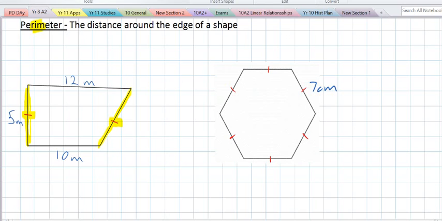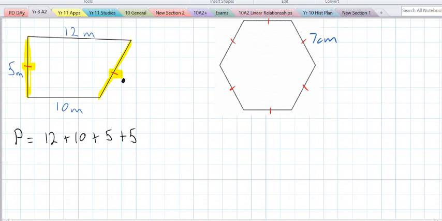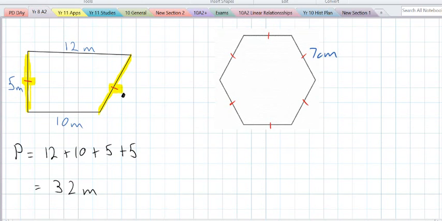So if you were asked to calculate the perimeter, you would write P for perimeter is equal to 12 plus 10 plus 5 plus 5. And it's very easy to leave off the side that doesn't have a piece of writing next to it. But please remember that is also a length, giving us 32 meters. Now note the units. If units are given in the question, like here, then they need to be included in the answer. Each time you leave off units from the answer, you'll lose half marks. And it starts adding up towards the end of the test.